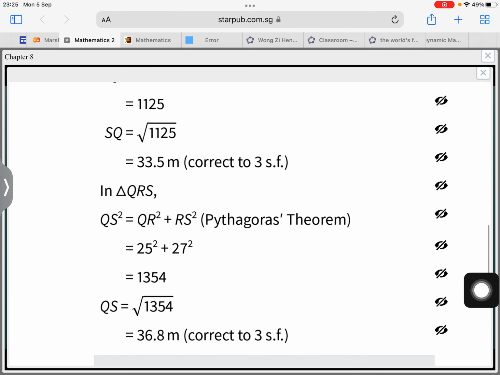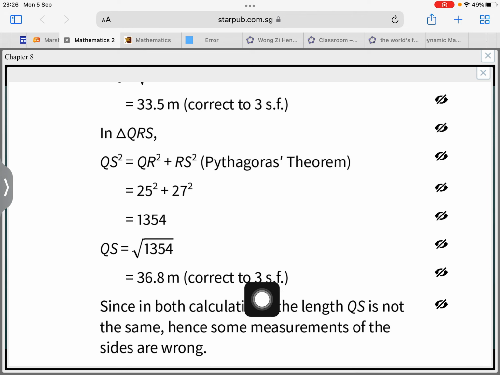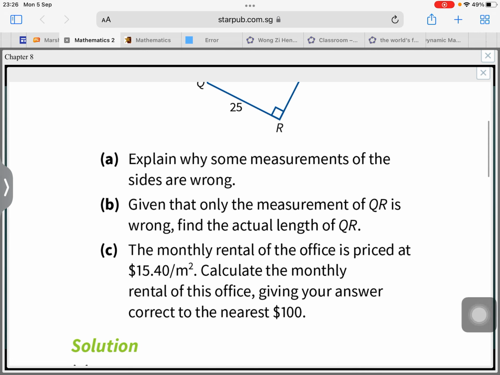So you realize that using this right angle triangle, I get 33.5. Using this right angle triangle, 36.8. They are not the same. They should be the same, because they are finding the same length. So there must be some error somewhere. Since in both calculations the length of QS is not the same, some measurements are wrong. So with that, we have answered part A.